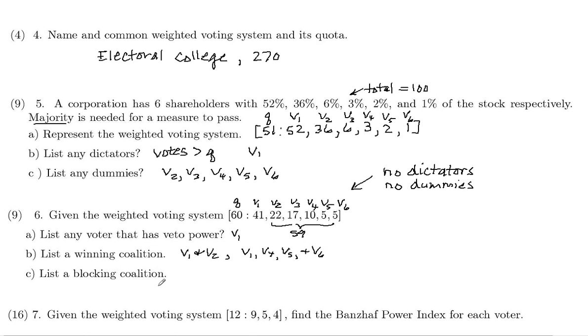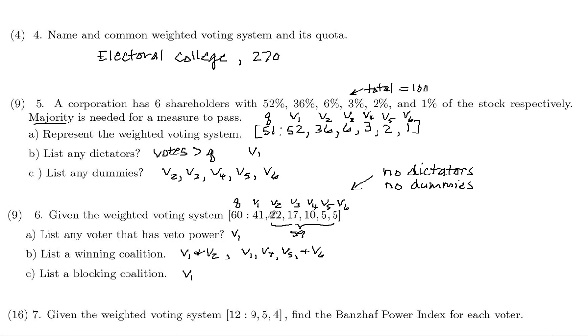Blocking coalition. It's a group of 1 or more voters that get together to block a measure. So since voter 1 has veto power, that would be an example of a blocking coalition. So just voter 1. That could be one blocking coalition. Or anybody else that totals up to at least 40, because you need 60 votes. So if you can get at least 40 votes against it, then it's not going to pass. Well, actually, more than 40. You have to get 41 votes against.